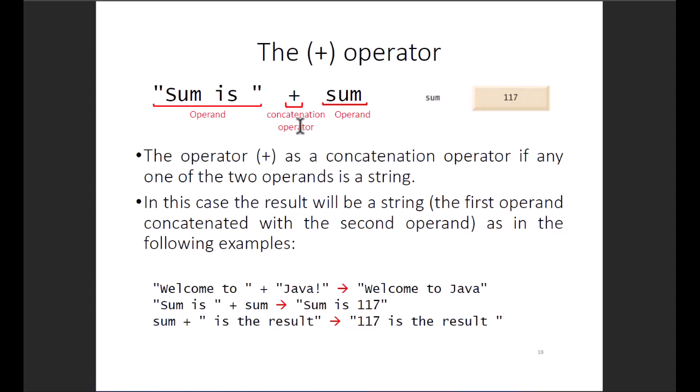Now the plus is concatenation when one of the operands is a string, and it doesn't matter if it comes before or after. If the first one is a number and the second is a string, or the first is a string and the second is a number. You have examples over here at the bottom. You see sum is the result, or sum is sum plus sum. So now it is concatenation. It just puts them after each other on the output.